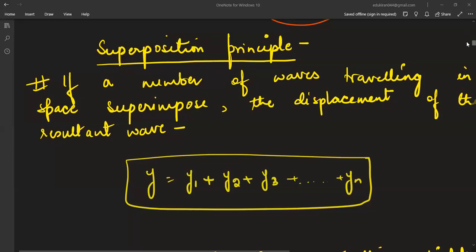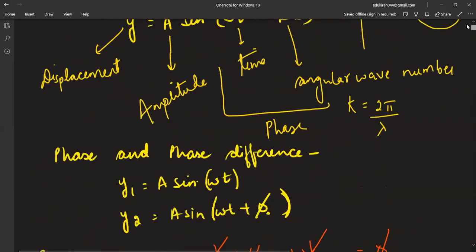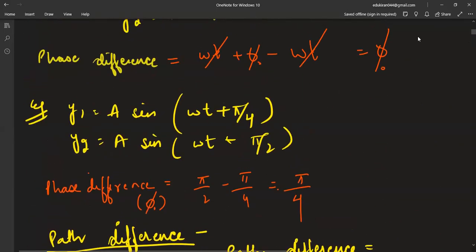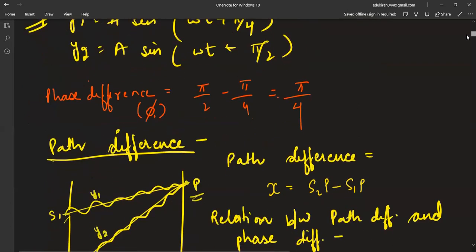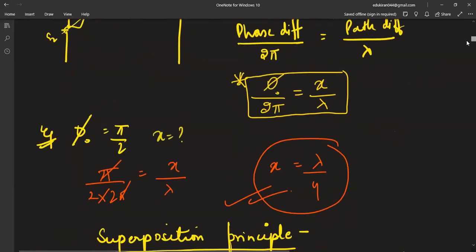Yesterday we had started with wave optics, and Huygens' principle we had completed, and interference we had started. In interference, we had seen the phase difference. Phase difference was represented by phi, and the path difference between the waves was represented by x. A relation we also saw: phi by 2 pi is equal to x by lambda.